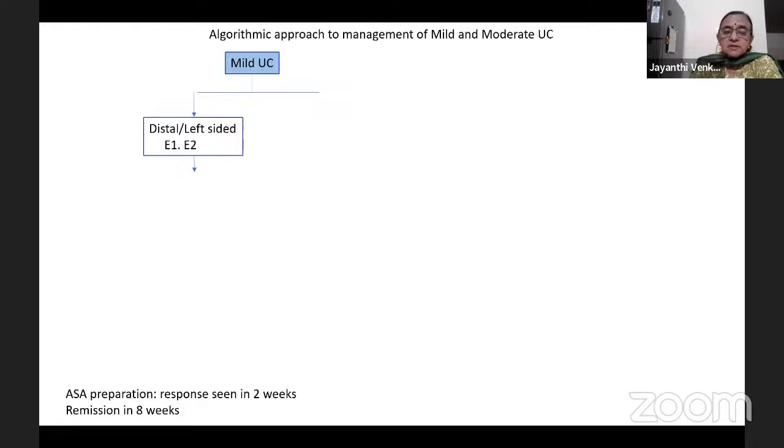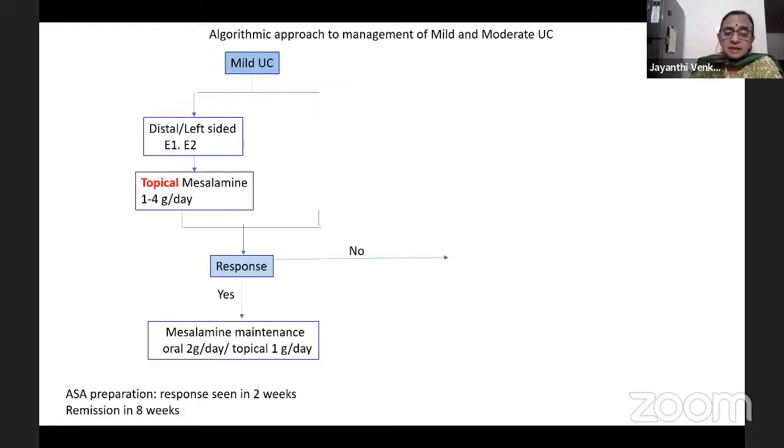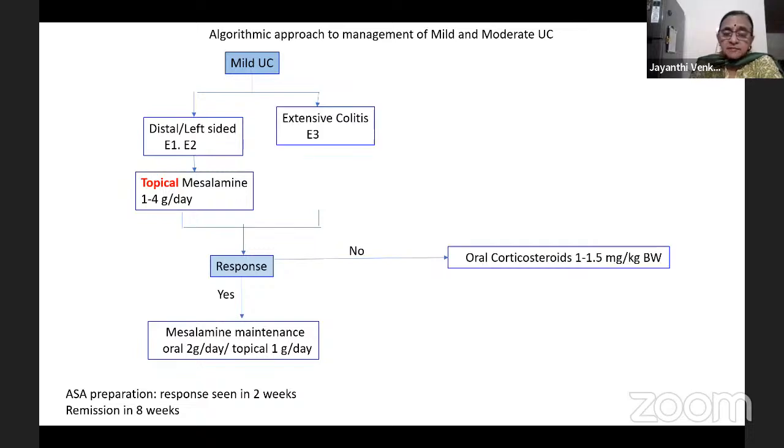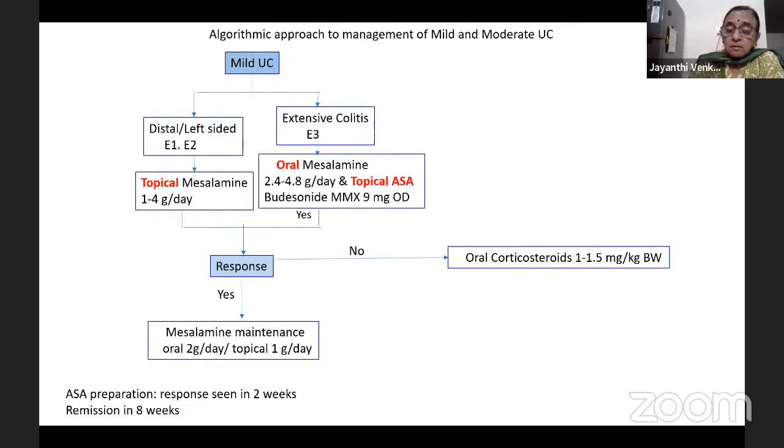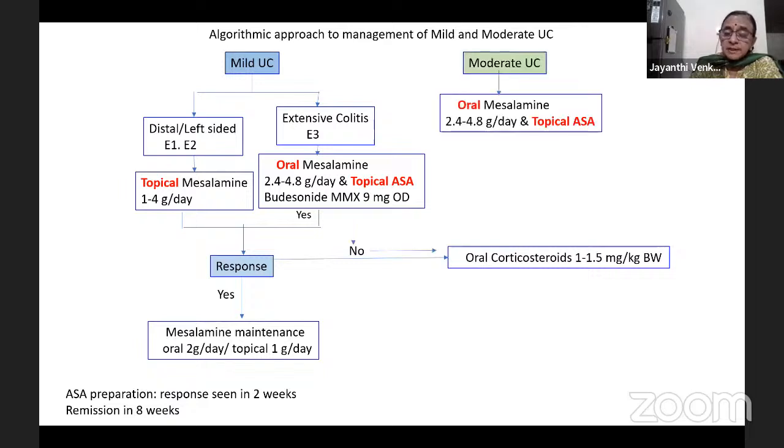So to summarize, if you have a patient with mild ulcerative colitis, the choice of drug, as I said, would be mesalamine, 1 to 4 grams per day. If there's a response, we maintain on the same drug with the same dosage that was used for induction, or if there's no response, these patients are switched over to oral corticosteroids. If there's extensive disease, that is E3, almost pancolitis, the choice of drug remains the same. There may be a role for budesonide, multi-matrix component, in a dose of 9 milligrams per day.